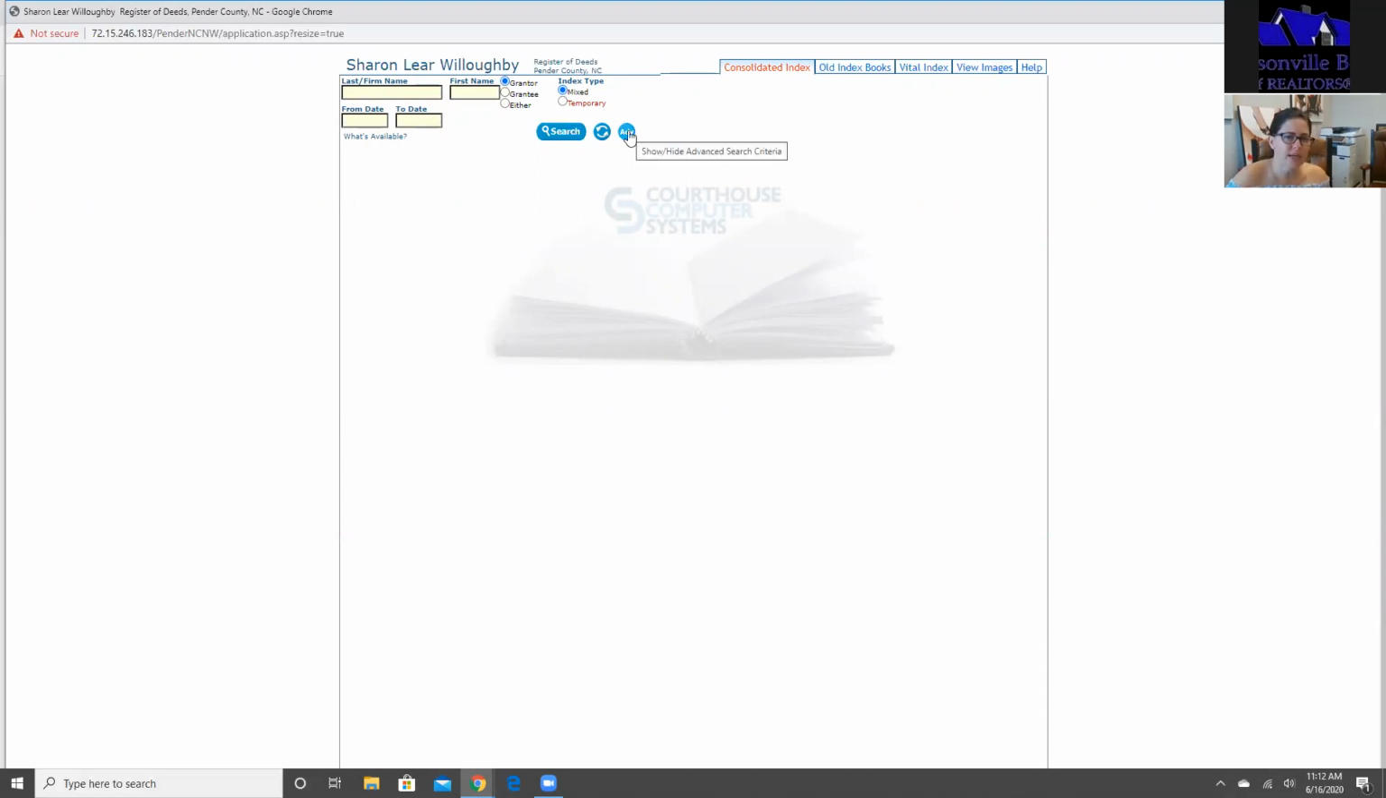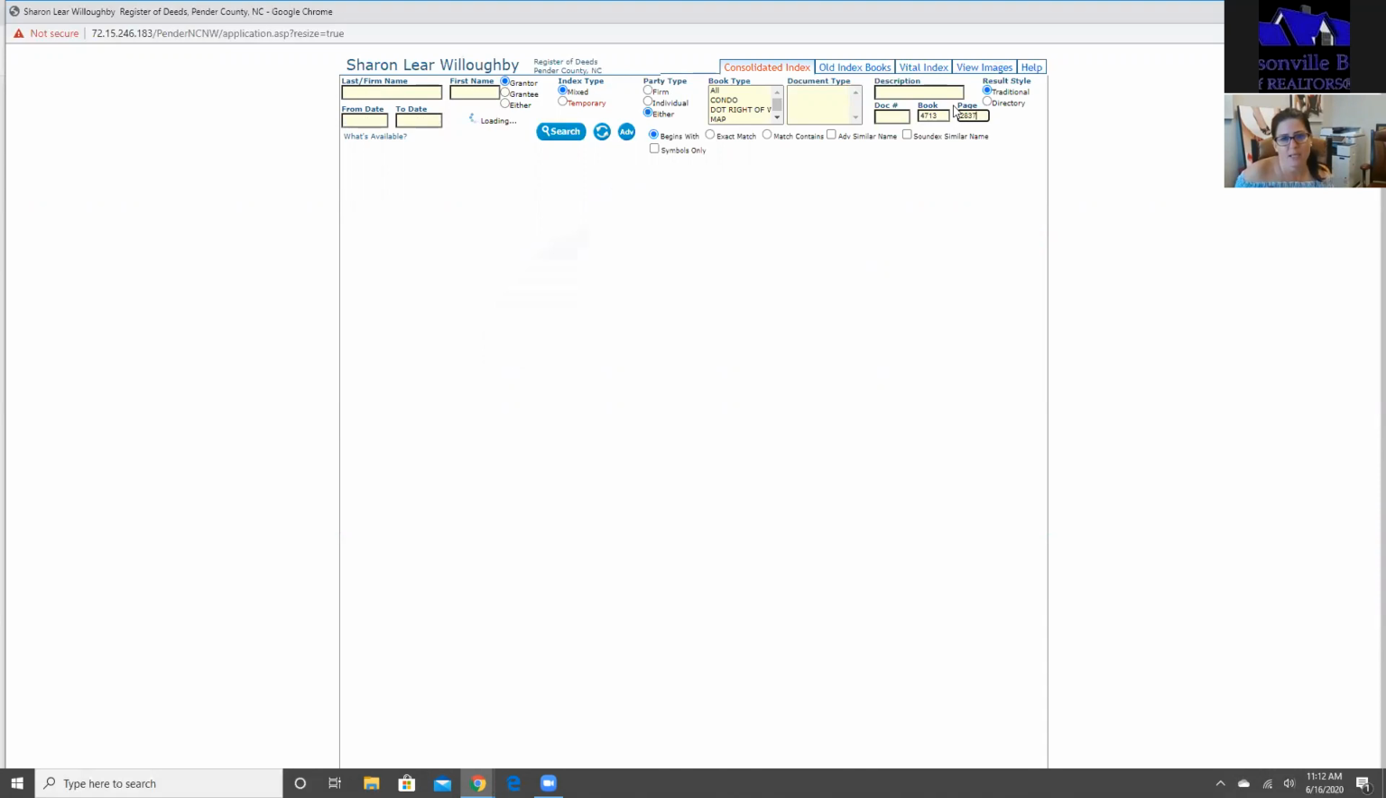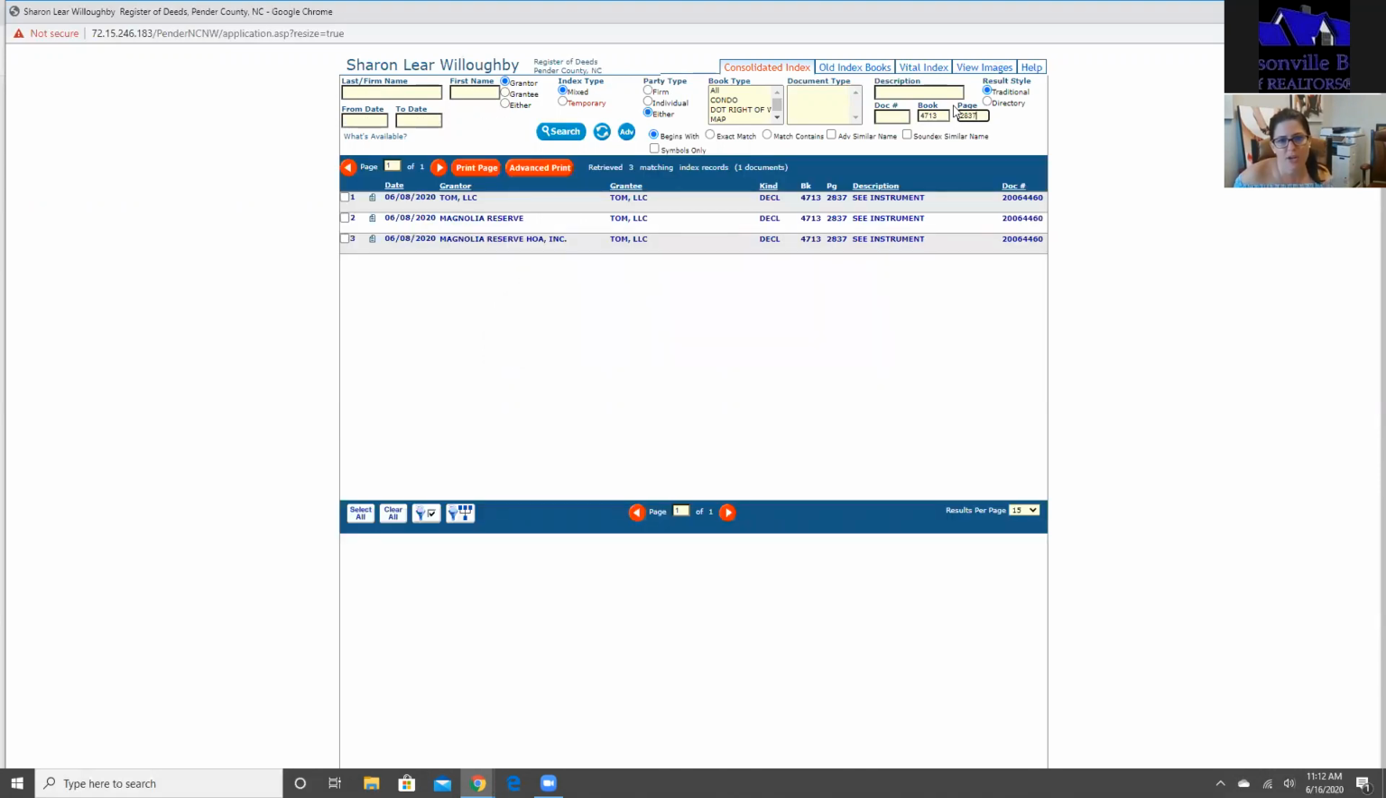The other way to do it is to click Advanced. Again, if you happen to have the book and page number, you can type that in. So the ones we just looked at were 47132837. Click search, and there you go again. There's those restrictive covenants, and now it's in there 3 times. So again, you can look there that the book and page are the same, document numbers are the same, so all 3 of these things are the same thing. Just click on one and print that out. So that's another way you can do it.